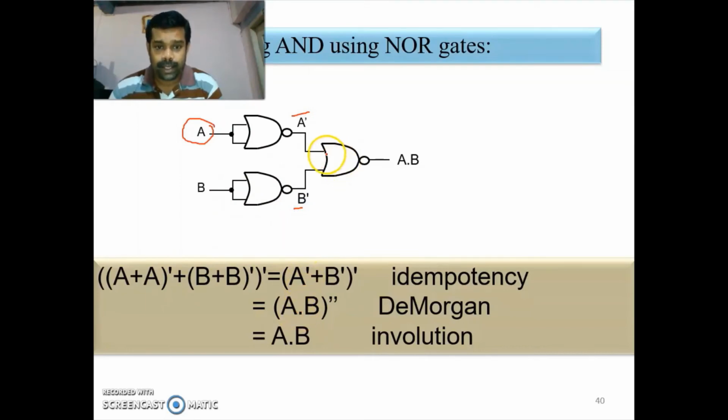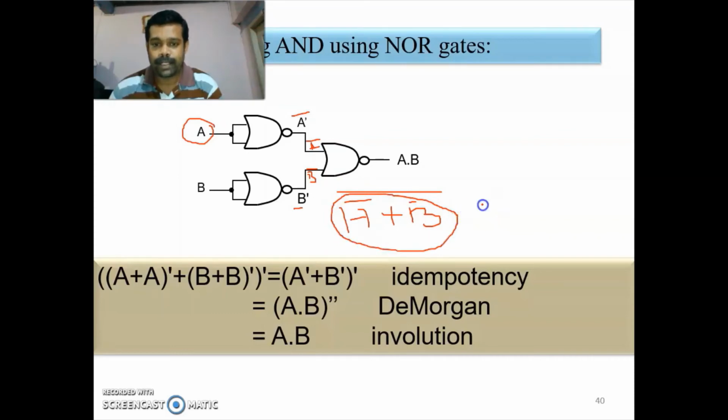Then here A bar, then here B bar. So you will be getting A bar plus B bar, the whole bar. But we know that A bar plus B bar is equal to A into B, the whole bar. That is nothing but A B. So now it is correct.